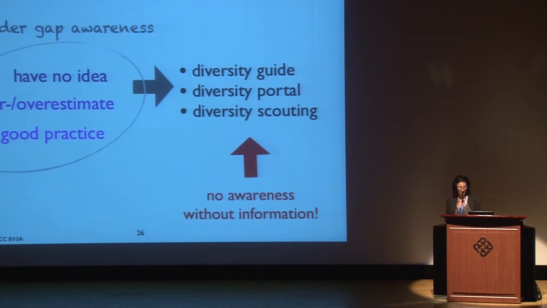So as far as awareness, for example, we think that what is important is to produce some sort of diversity guide where we have the research facts, something very basic, but something that we can use as evidence to come up with arguments and to have a rational discussion. So a guide telling about what we know about the gender gap, what consequences it has, and so on. Something that is written, something we can communicate.